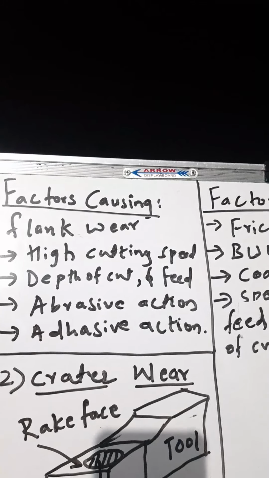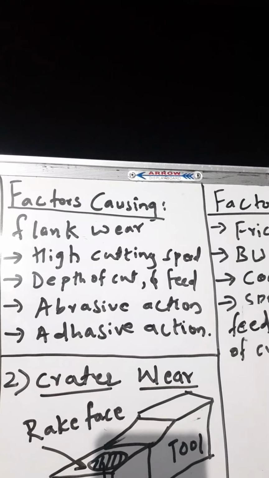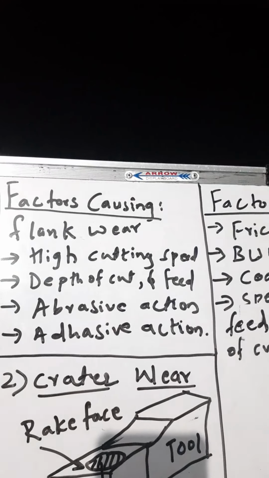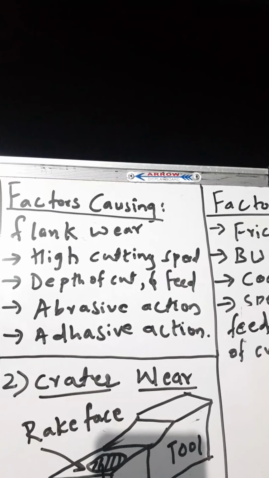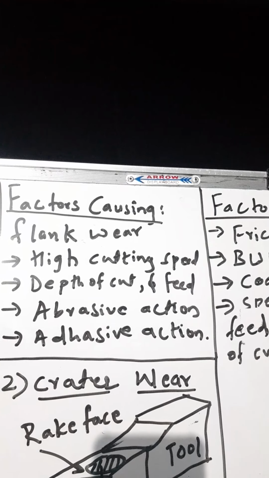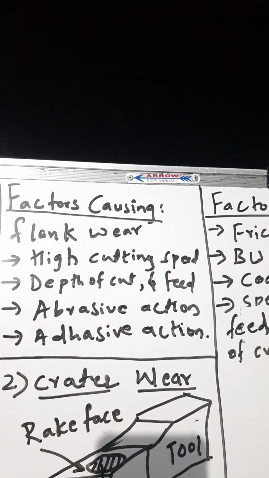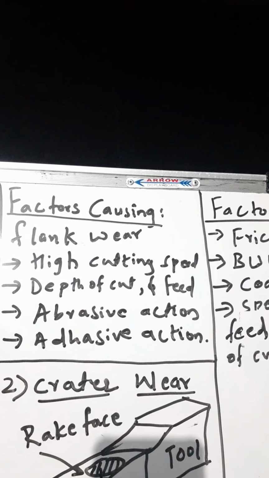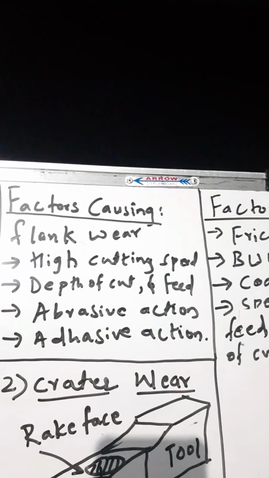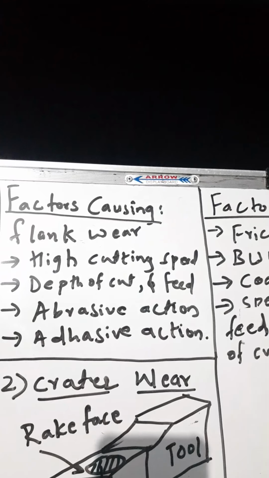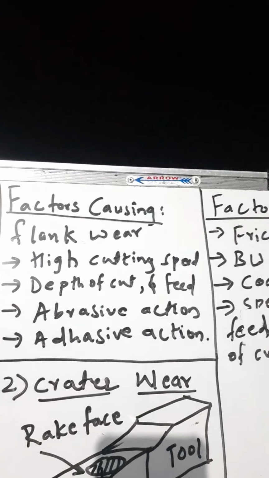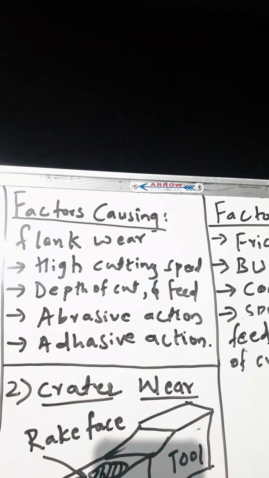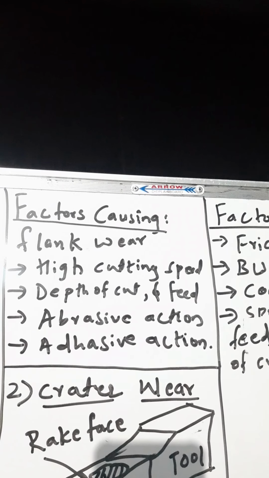Adhesive action is nothing but some microchip particles may get stuck to the workpiece or to the cutting tool material. Why does this sticking happen? Because of the increase in temperature between the workpiece and the tool, the microchip particles get welded to the surface of the workpiece and to the surface of the tool, and the presence of these microchip particles again leads to the formation of flank wear. So these are some of the factors which cause flank wear.